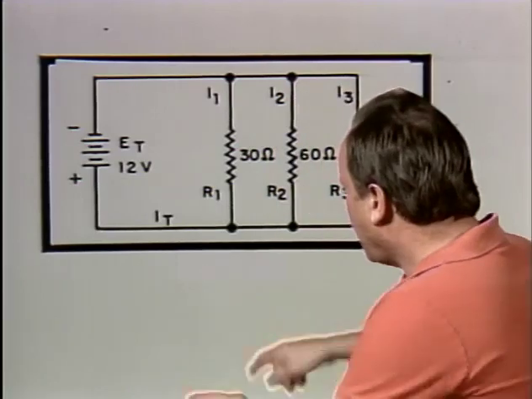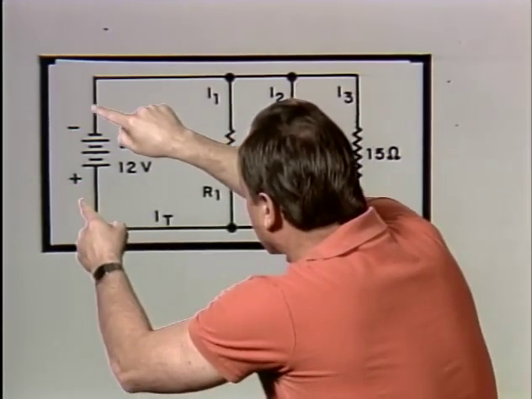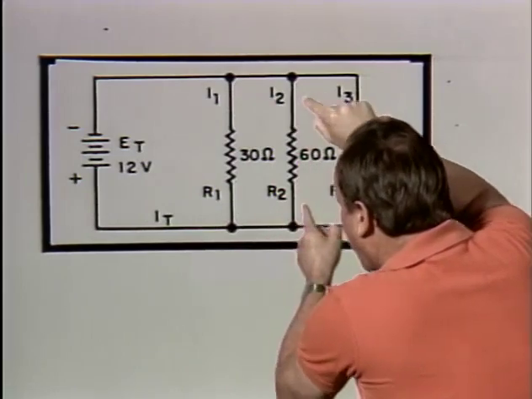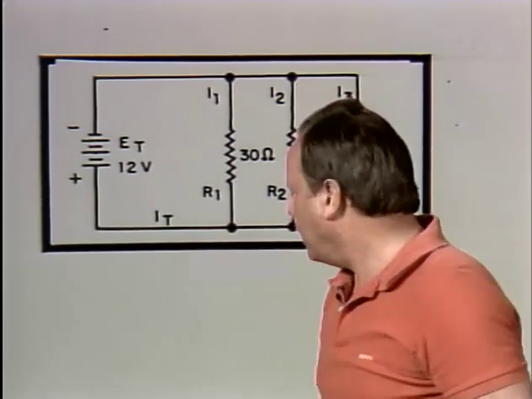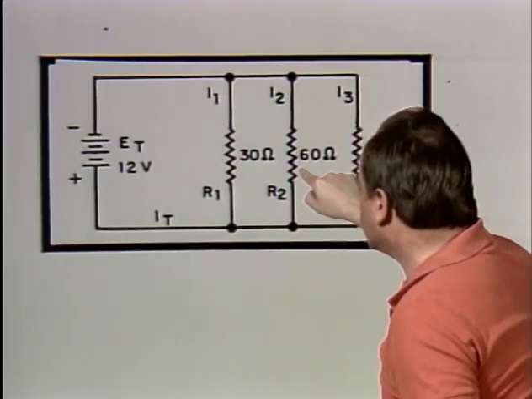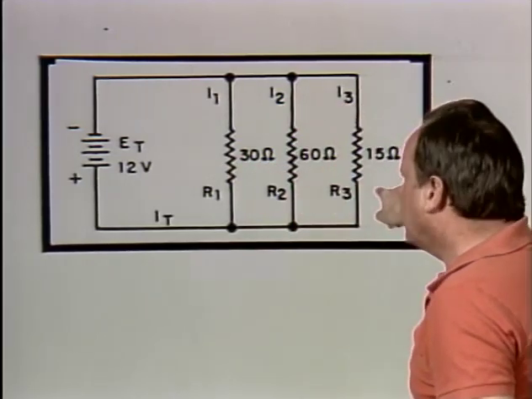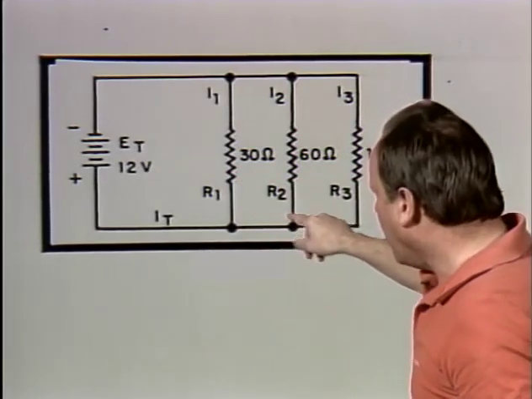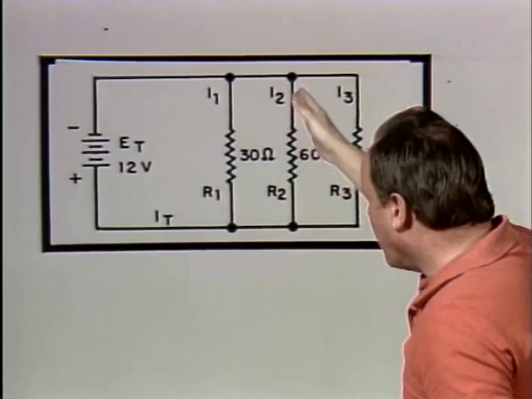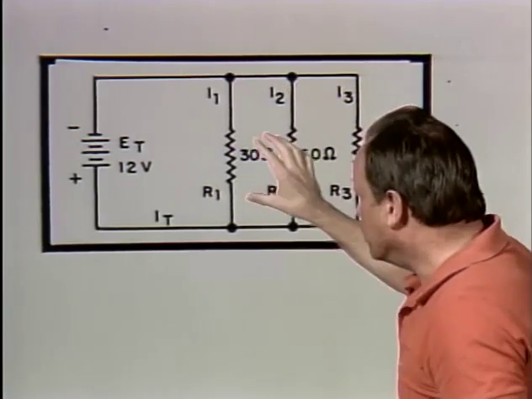Now let's take a look at it. How many volts is this circuit? The circuit is 12 volts. So there is a 12-volt drop across each one of these resistances. We know that to begin with. We also know how many ohms each one of these resistances is, because it tells us here, 30, 60, and 15. So to figure out the current for each path, all we have to do is use Ohm's law.